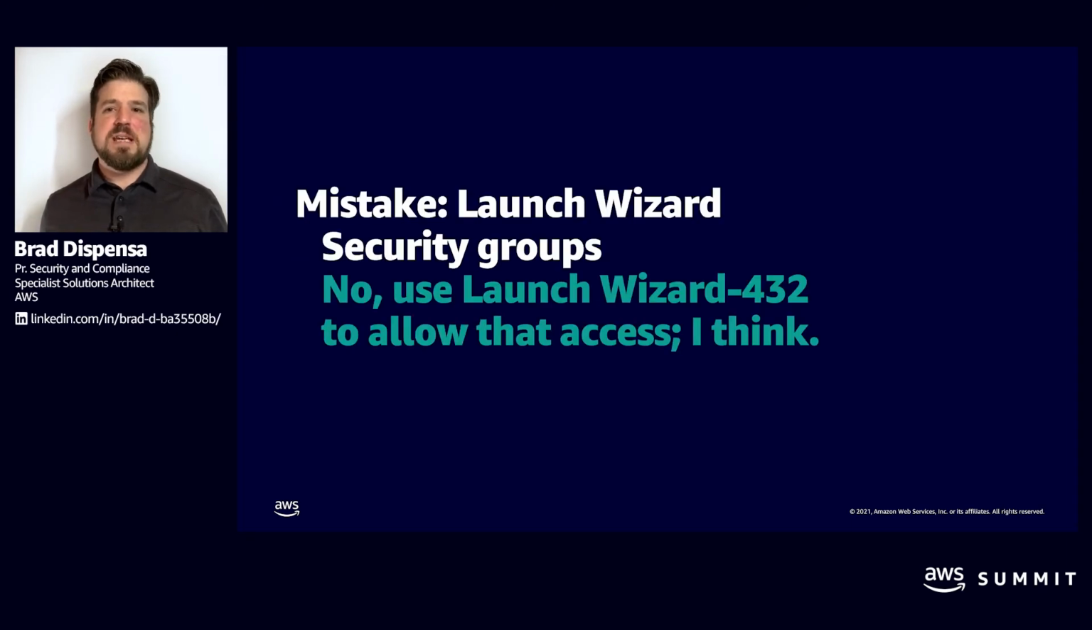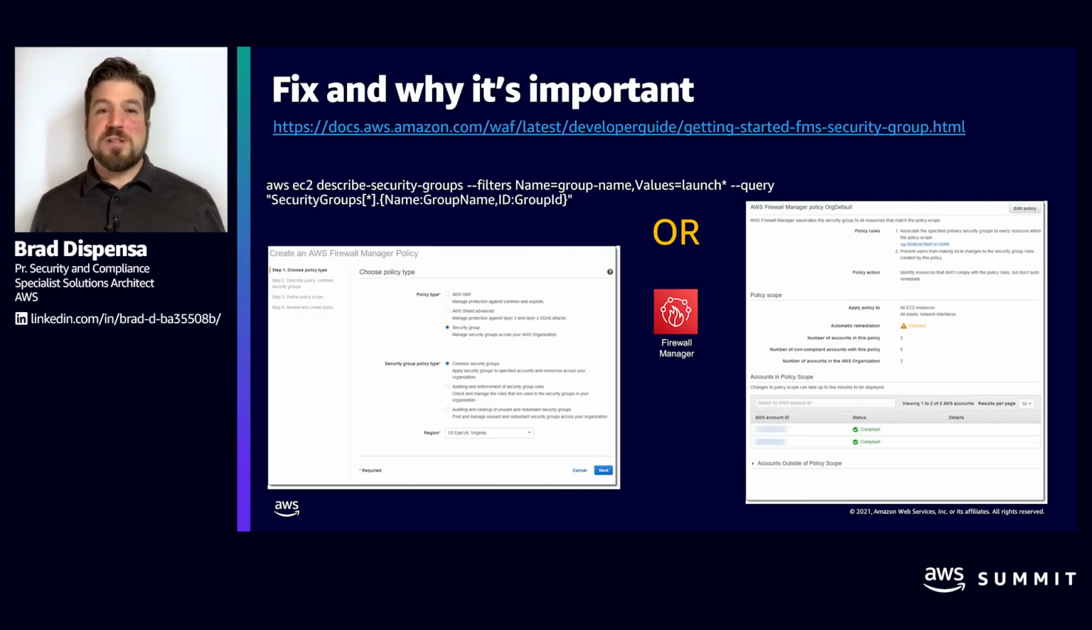Next, it's Amazon VPC. So the mistake I see customers make is they have a whole bunch of Launch Wizard security groups. "No. Use Launch Wizard 432 to allow that access, I think." So the problem there is that Launch Wizard is not a very descriptive or helpful name for a security group. Instead, make sure that you're naming your security groups in a logical fashion so that you know what its purpose is at a glance. In this case, how do I identify all of those different Launch Wizard security groups inside of my environment? The answer here is I've provided a very simple snippet that you can run in the command line in your environment that will list all the Launch Wizard security groups for you, and then you can go and audit them and identify, are these Launch Wizards that we need, or can we properly rename them so that they're more helpful to our environment?